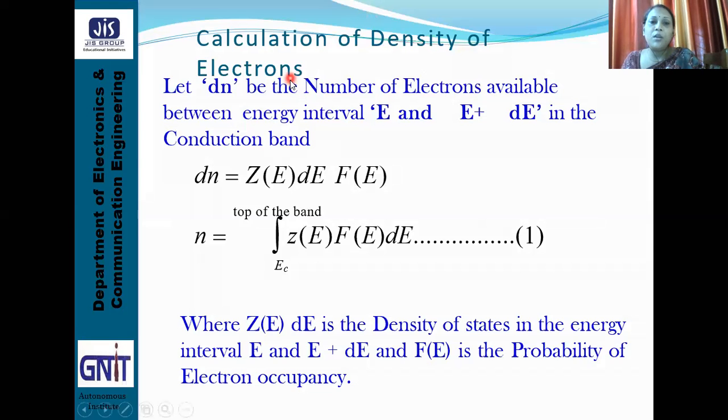So if we draw, you can understand better. This is a three-dimensional quantum well. These are discrete energy levels.